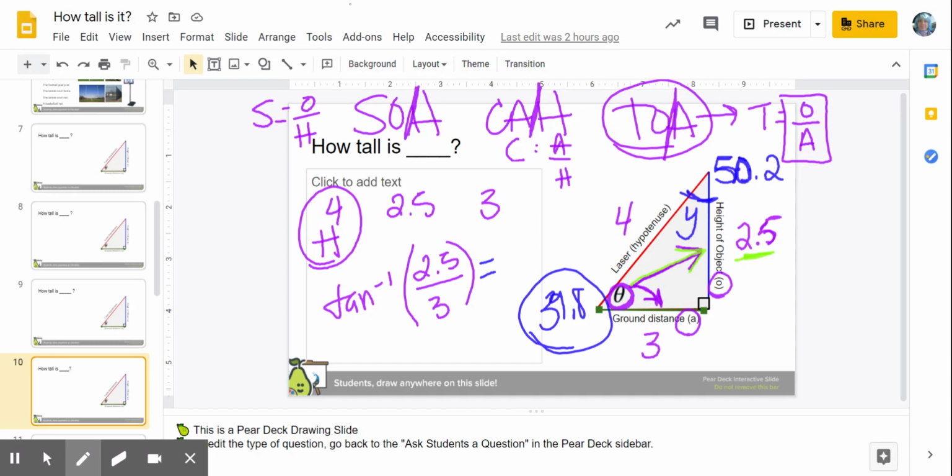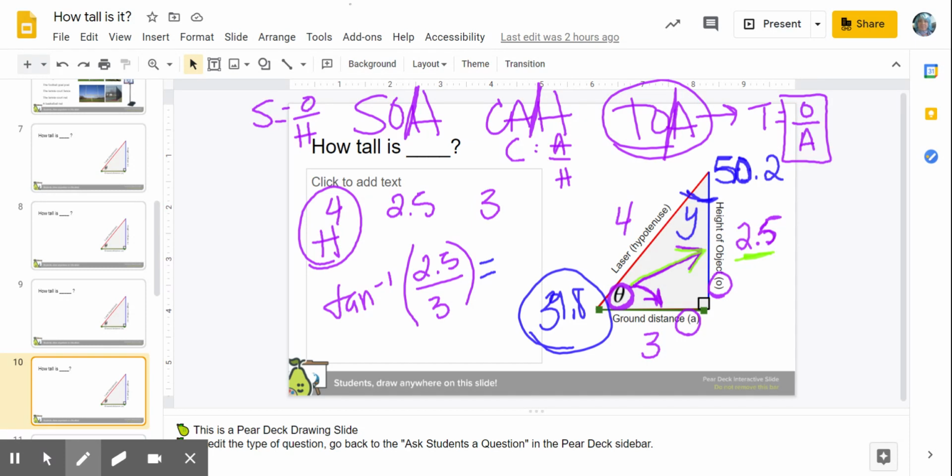I got a different answer. You got a different answer? What'd you get? I got 76.4. I think that is what I got. Let me look through my calculator history. 26.4. That's closer. Yeah, that's within range of what I got.